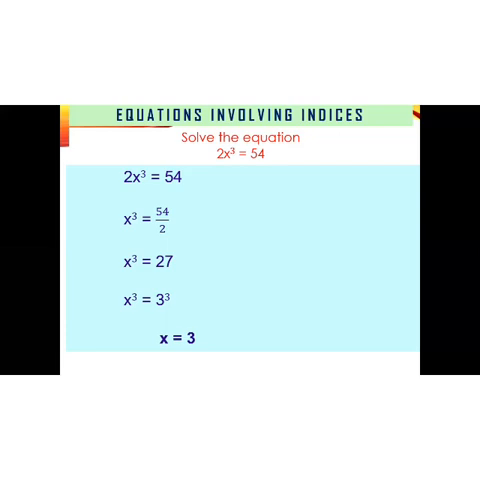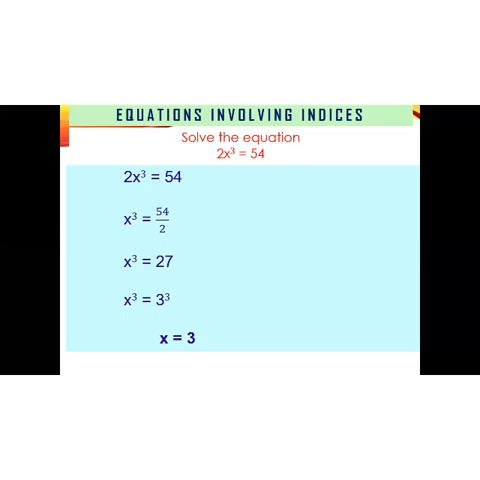I want you to understand the basic concept. If you're looking for an unknown in the power, what you need to do is make the bases the same, then compare. If you're looking for an unknown in the base, make the powers the same. Manipulate until you make the powers the same, and then compare.